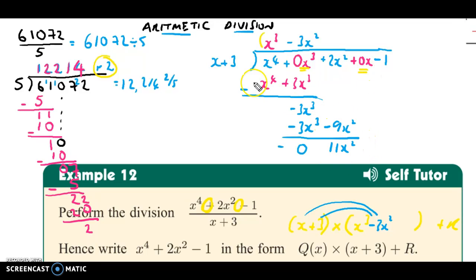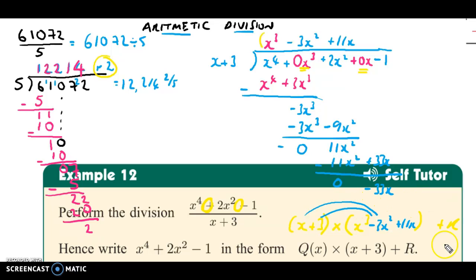How are we going to get 11x squared? Well, to get that, it must be plus 11x. Think about it. If we have 11x there, x times 11x will give me 11x squared, but it will also give me 3 times 11x, which is 33x. We do take away again, 11x squared take away 11x squared is 0. Nothing take away 33x is going to give you minus 33x.